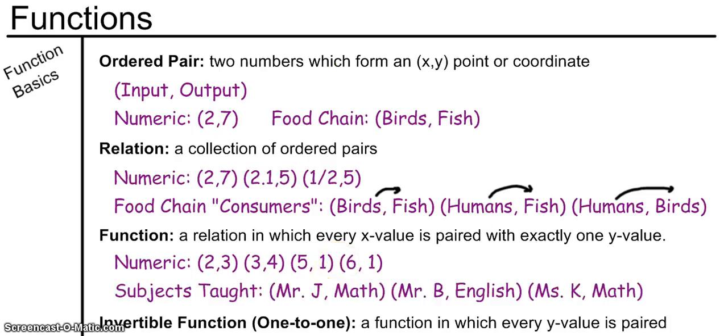Now, we can't use the food chain example for a function. That's because in our example before, we had humans eating fish, but also humans ate birds, which means for that one input of humans, there were multiple outputs, fish and birds. On the other hand, the subjects taught is a function. Mr. J teaches one subject, math. Mr. B teaches one subject, English. Ms. K teaches one subject, math. Again, it's okay that math is repeated as an output as long as each input only has one specific output.